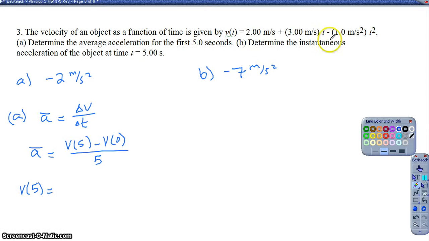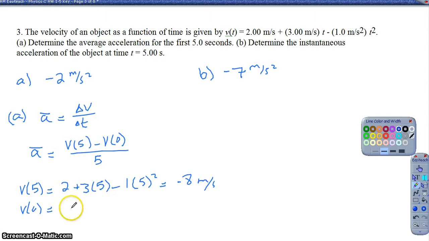So v of 5, I'm just taking 5 and plugging it in for t into my equation. So I have 2 plus 3 times 5 minus 1 times 5 squared. So when I get this, I have 2 plus 15 minus 25. And so from that, I end up getting a negative 8. So negative 8 meters per second would be the velocity at 5 seconds. And then my velocity at 0 seconds, I do the exact same thing, except obviously this gets a little bit easier because it's just 2 plus 3 times 0, which is 0, minus 1 times 0 squared, which again is 0. So my initial velocity was 2 meters per second.